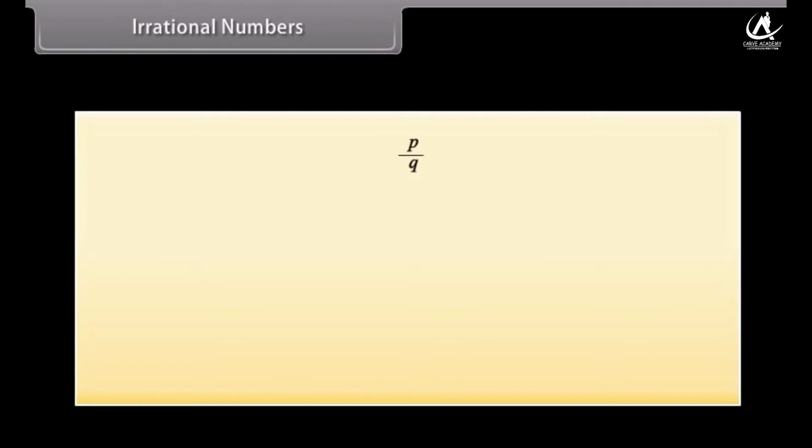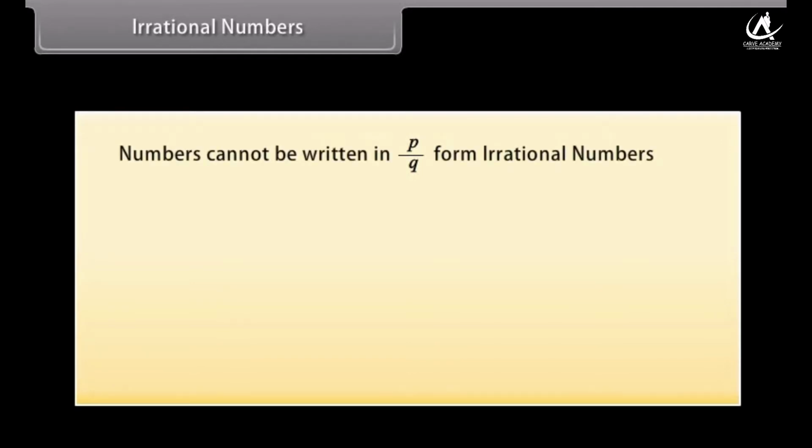Irrational numbers. You must be wondering if there are such numbers which are not in the form of p/q. Yes, there are numbers which cannot be written in the form p/q. Those numbers are called irrational numbers. For example, square root 2, square root 3, square root 7, 0.10110111011110, and so on, pi and so on.